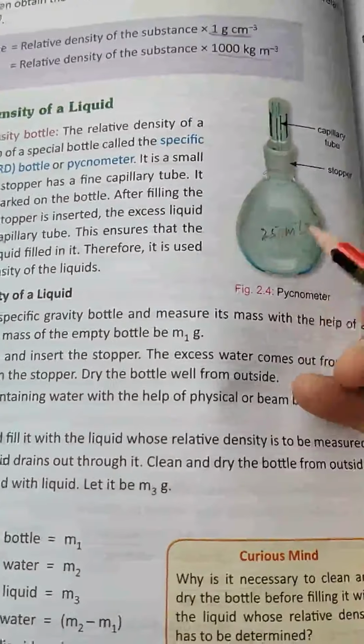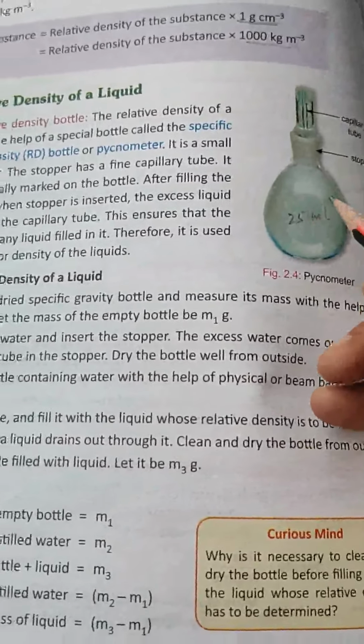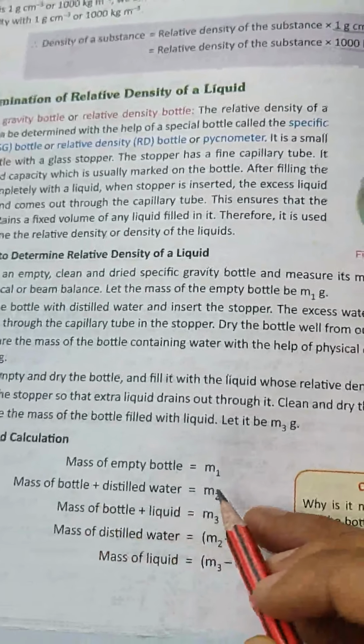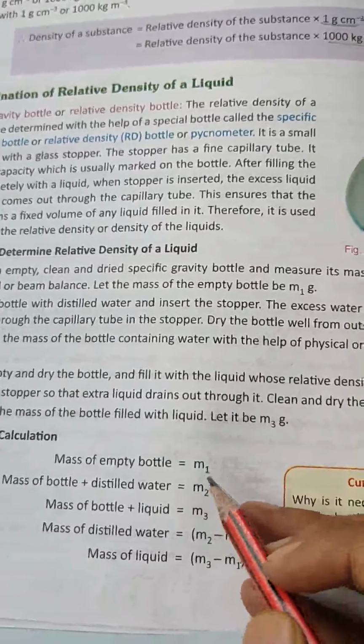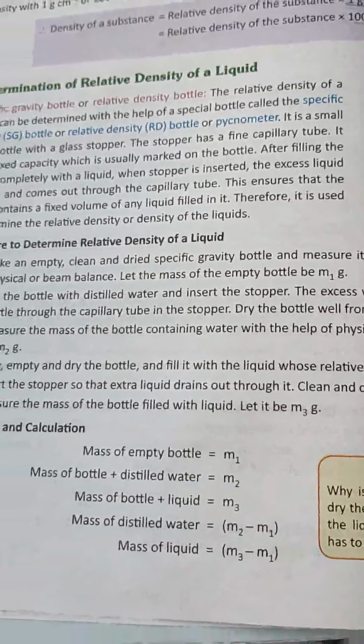So we'll measure the mass of this empty bottle, then we will fill this bottle with water, and then we'll take the mass of bottle and water, so that will be M2.